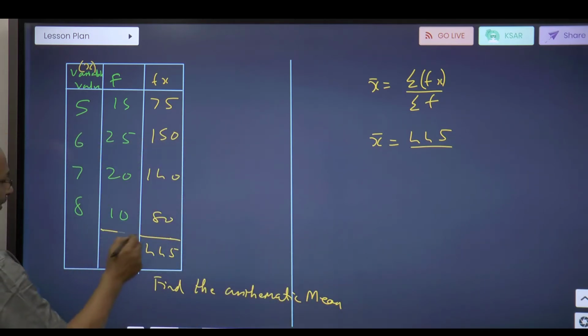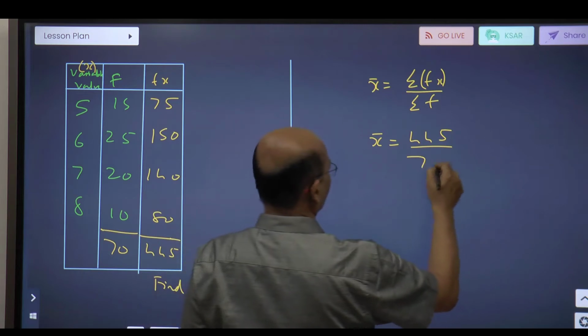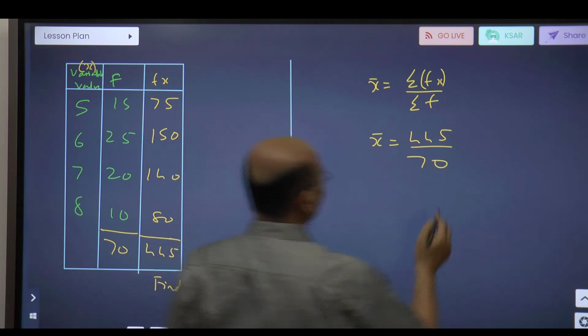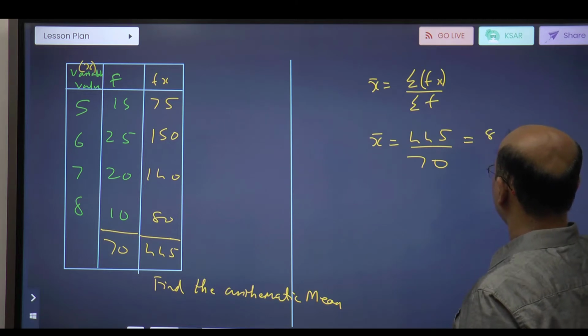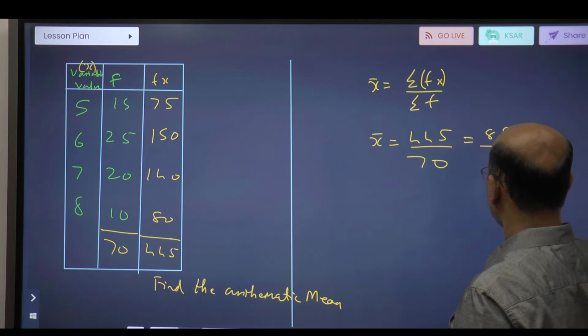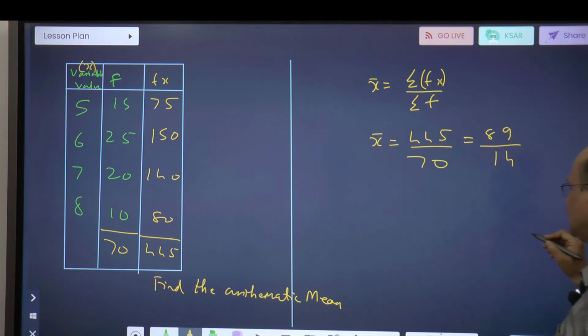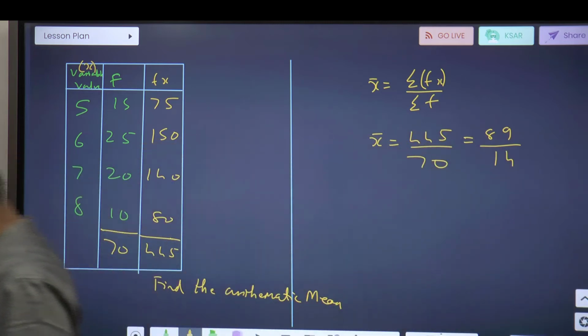So, x bar, summation fx is nothing but 445 upon summation f. Now, look at f, where is f? F is here, sum of f, you have to add 15, 20, 40, 60, 70. I have the working done, so if you want, you can calculate this out. This will be equivalent to 5 8s are, 5 9s are, 5 1s are, 5 4s are. I don't think anything can cancel here, right? 89 upon 14. Okay, so I hope you got this point clear.